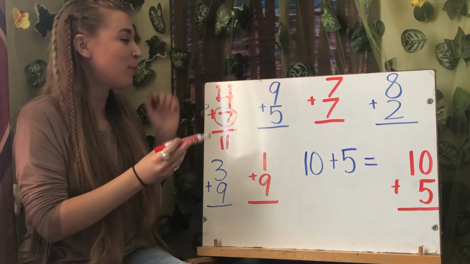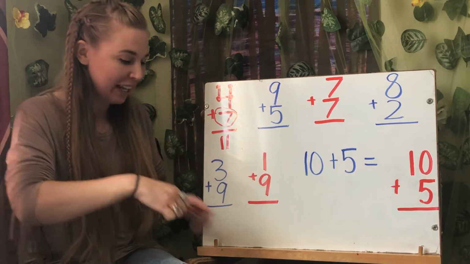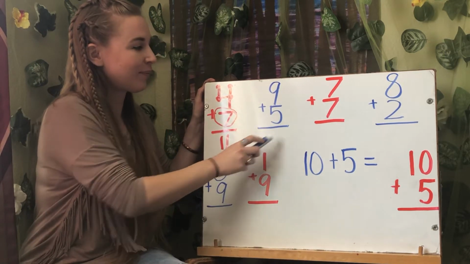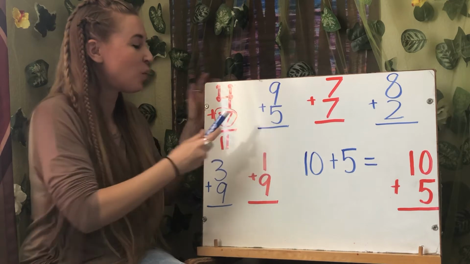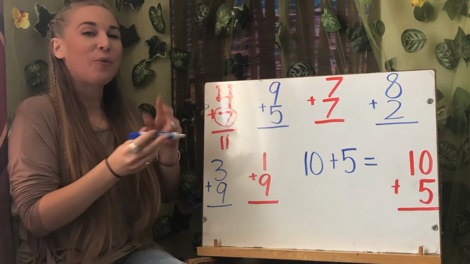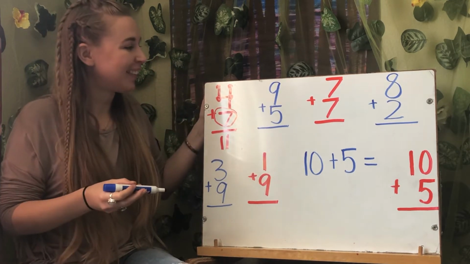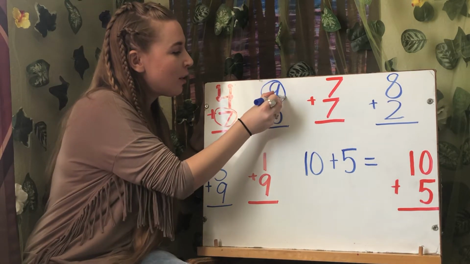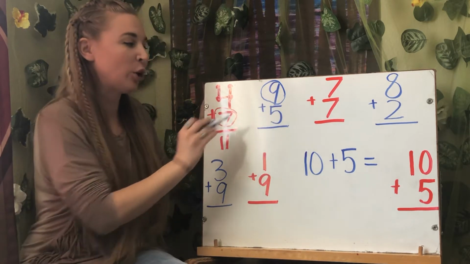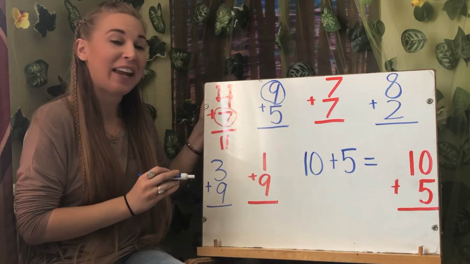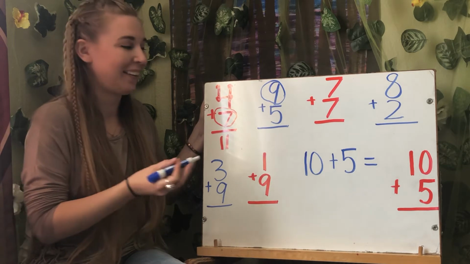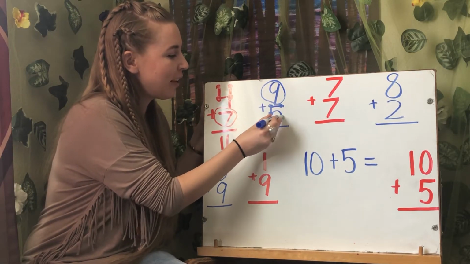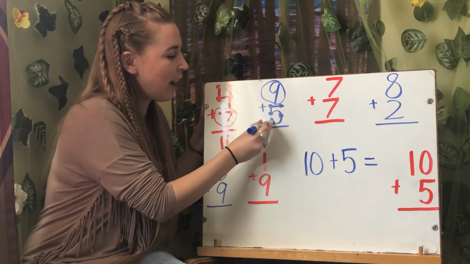All right, the next problem. Go ahead and read it. 9 plus 5 equals. What do I do first? Okay, we'll circle the big number. What do I do to the smaller number? And how many touch points do I need? 5. 1, 2, 3, 4, 5.